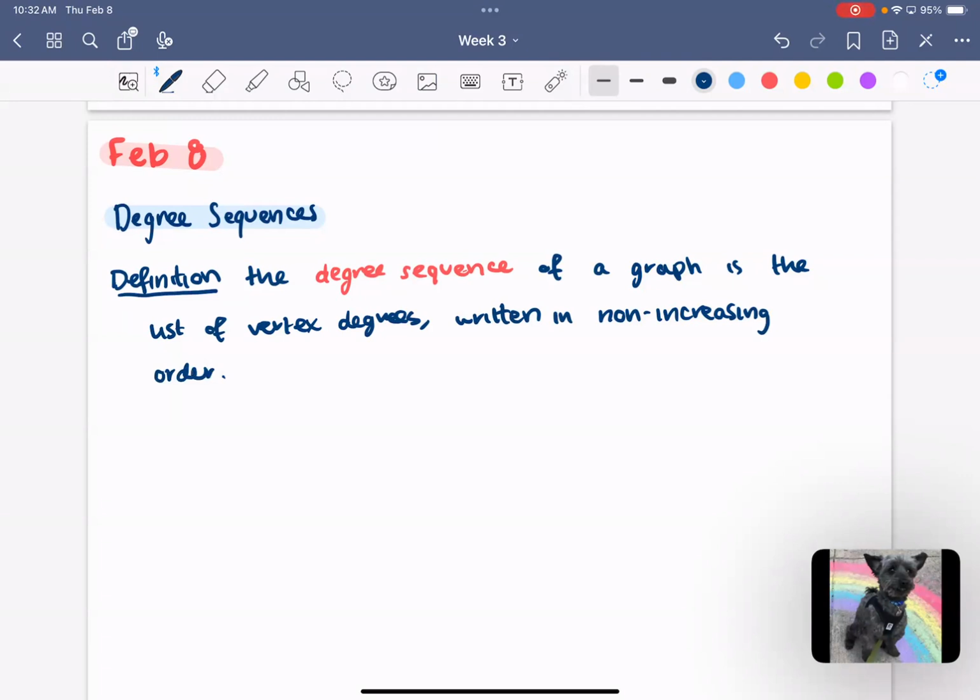As an example, I'm going to ask you to give me the possible degree sequences for simple graphs up to 5 vertices. You said non-increasing is smallest to largest. Or largest to smallest. Yeah.